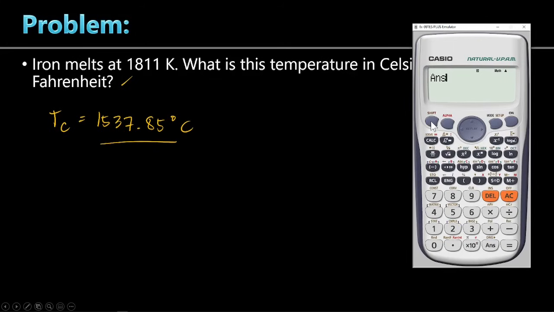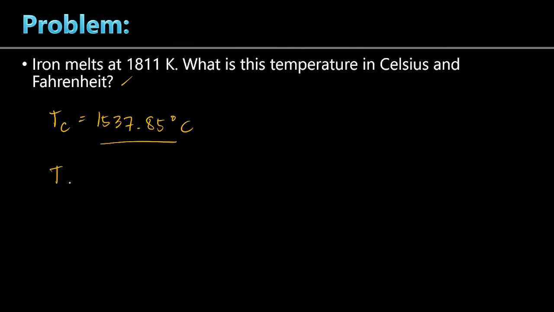Using the convert function. You shift convert, this time 38. Kung Celsius, gagawin mong Fahrenheit, 38 yan. Ayan. The answer kanina, which is 1537.85 in degrees Celsius. Now, in Fahrenheit, that's equivalent to, ayan, 2,800.13. T in Fahrenheit is 2,800.13 degree Fahrenheit. Let us check if that's correct.